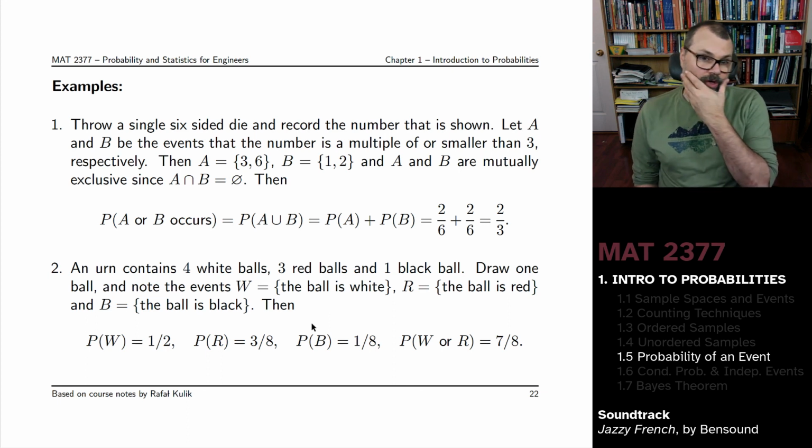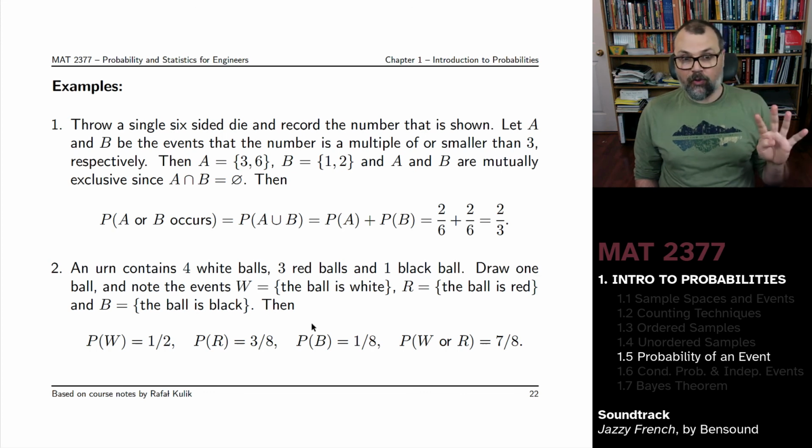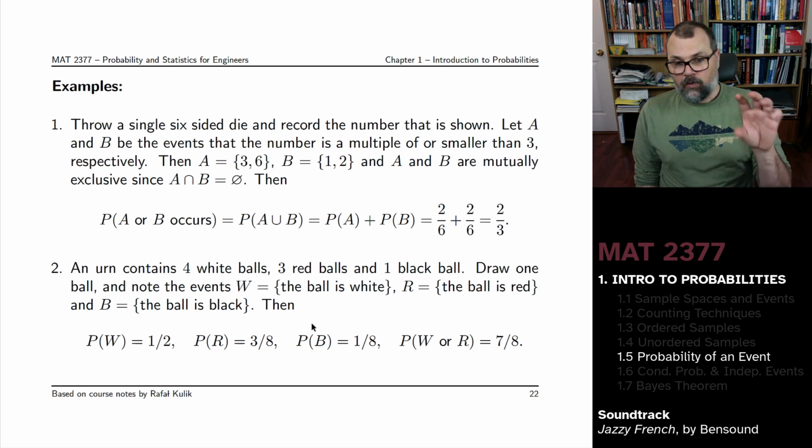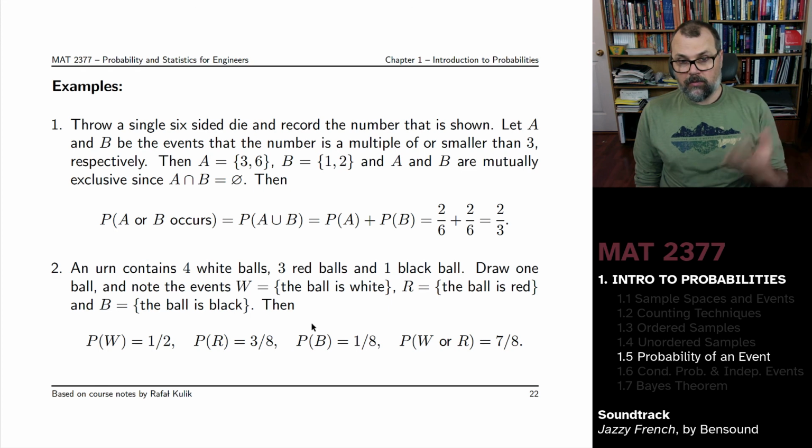Imagine another situation. You have an urn, a bottle if you want. And in the bottle there are 4 white balls, 3 red balls, and 1 black ball. When you draw one ball from the urn, there's 3 possible outcomes. Either the ball is white, or the ball is red, or the ball is black.